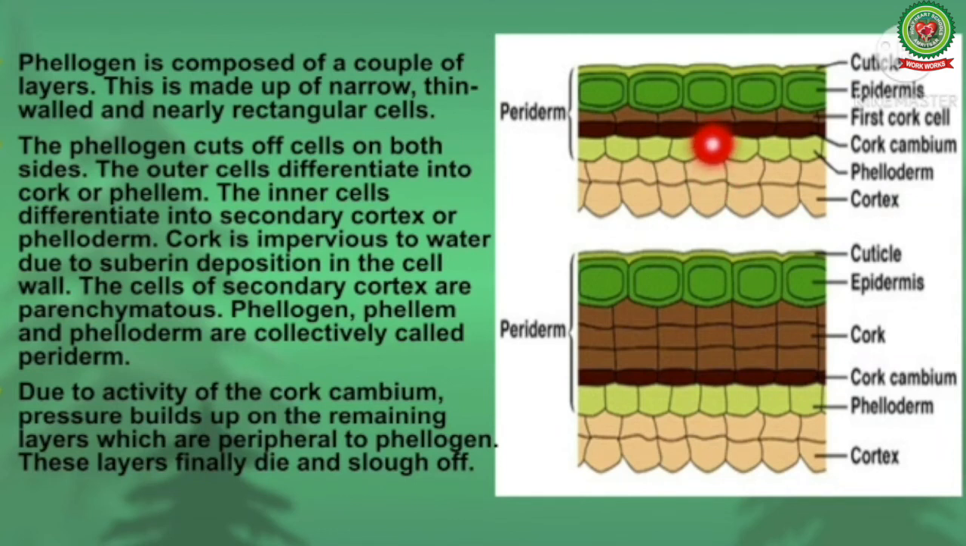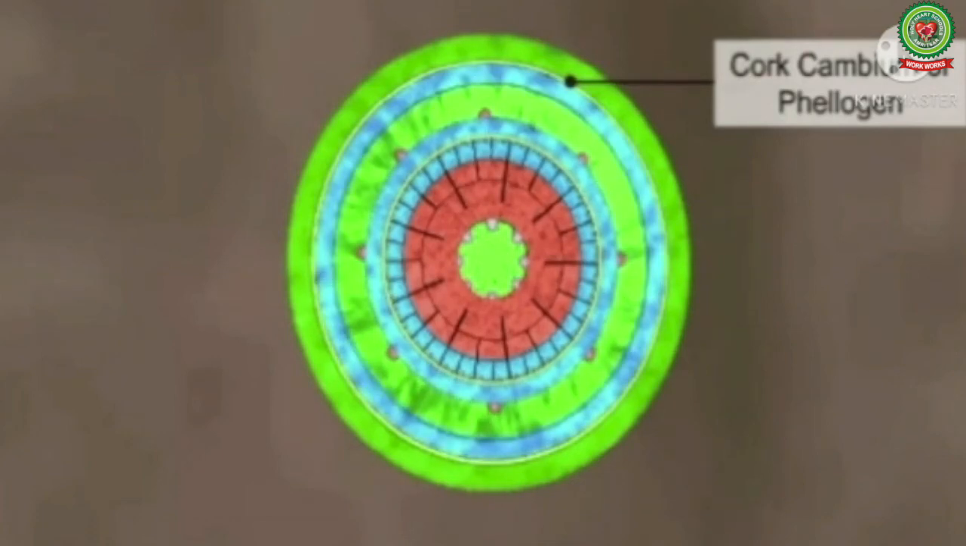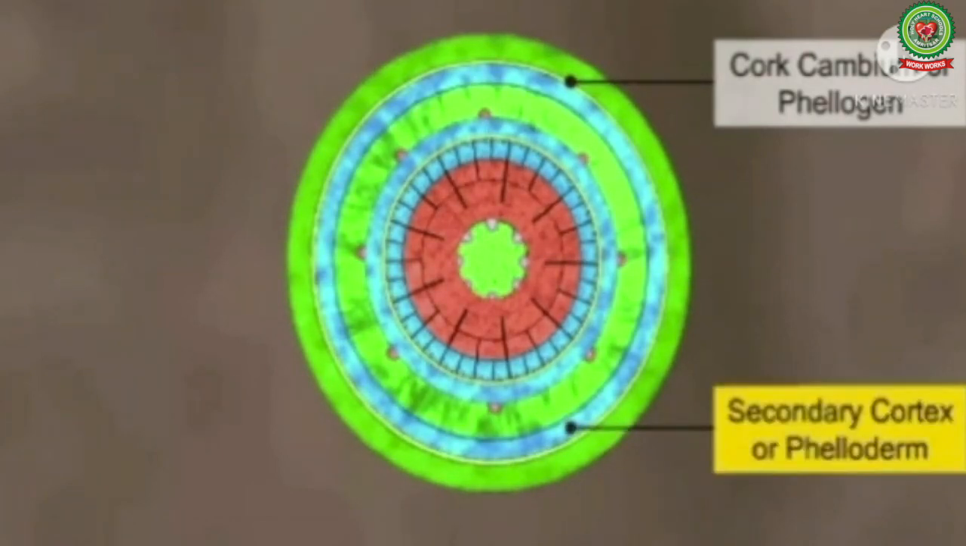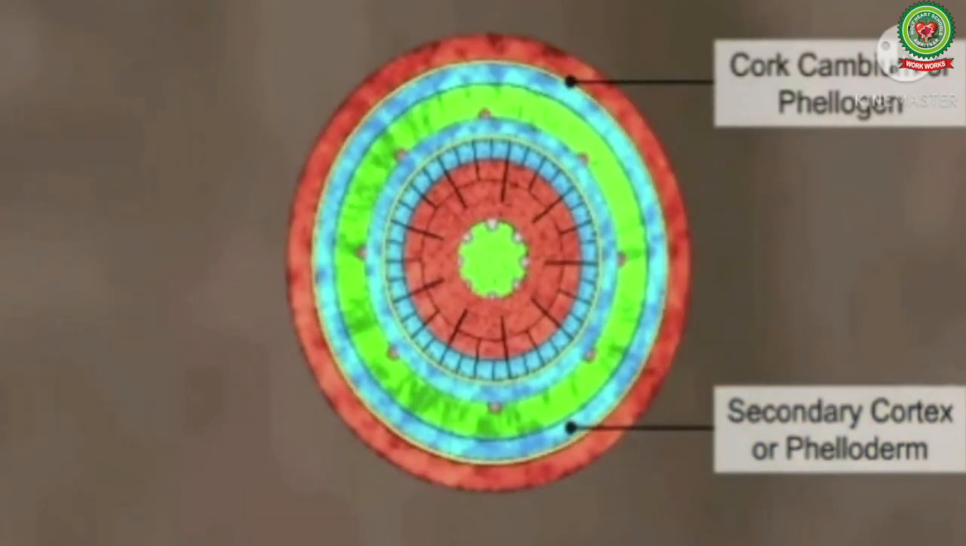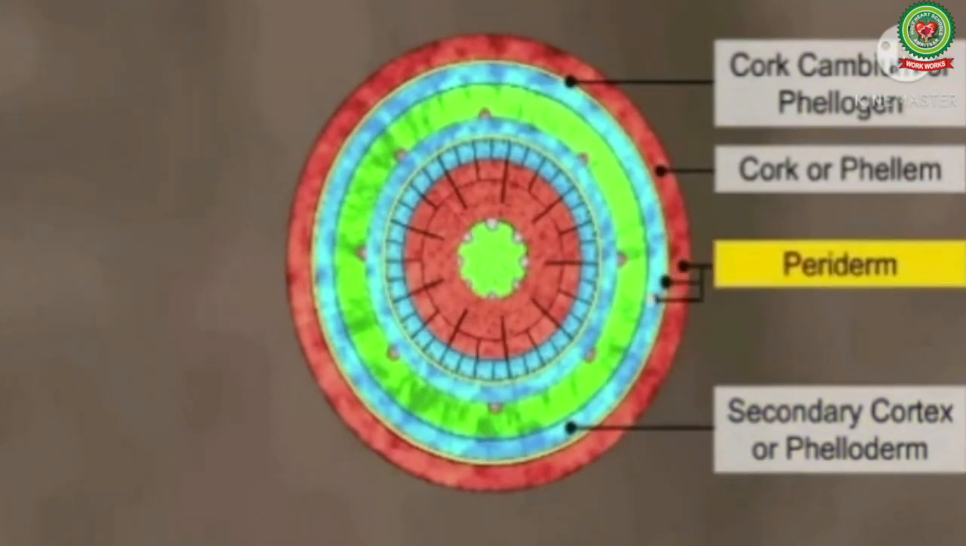Due to the activity of cork cambium, pressure builds upon the remaining layers which are peripheral to the phellogen. These layers finally die and slough off. As already discussed, the cork cambium divides to form secondary tissue on both sides, internal and external, but its activity is more on the outer side as compared to the inner side. The cells formed on the outer side constitute the phellum or cork, and those on the inner side form secondary cortex or phelloderm. The phellogen, phellum and phelloderm collectively form a single layer which is called periderm.